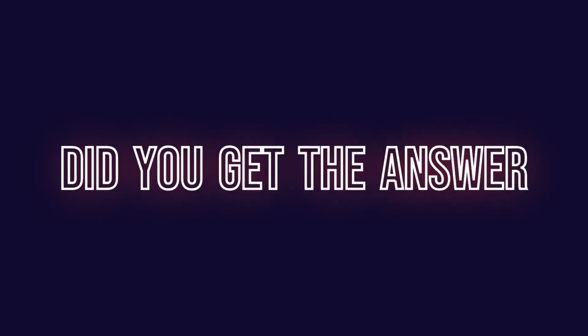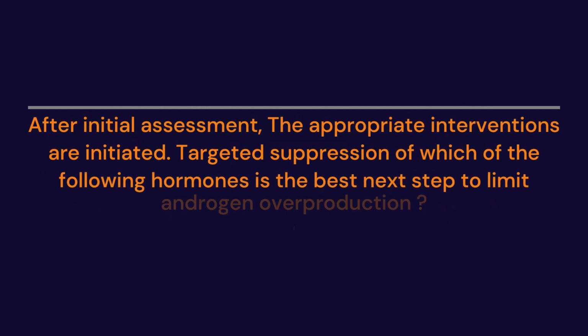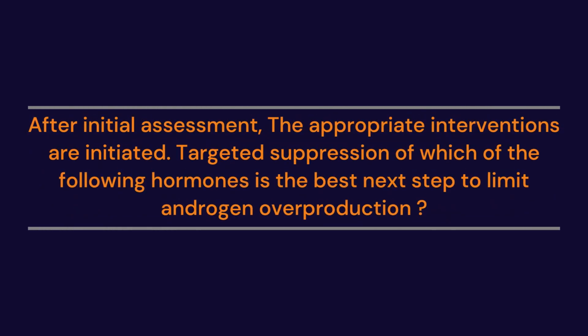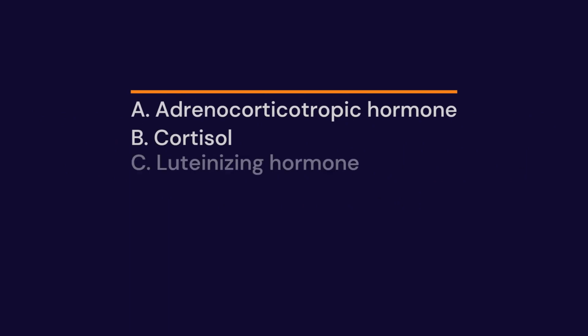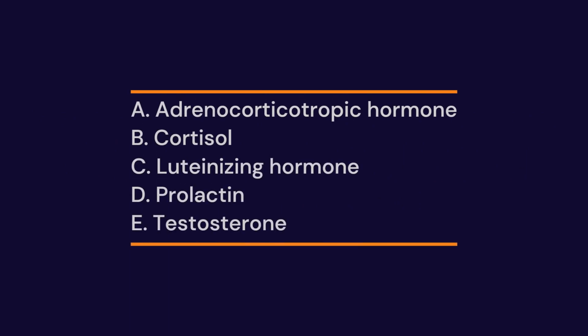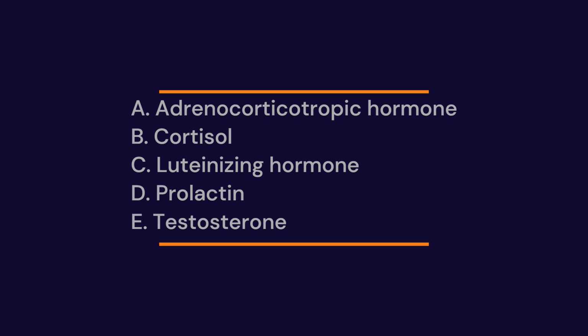The question is: after initial assessment, the appropriate interventions are initiated. Targeted suppression of which of the following hormones is the best next step to limit androgen overproduction? Your options are: A. Adrenocorticotropic hormone, B. Cortisol, C. Luteinizing hormone, D. Prolactin, E. Testosterone. You have 15 seconds to type your answer in the comment box.